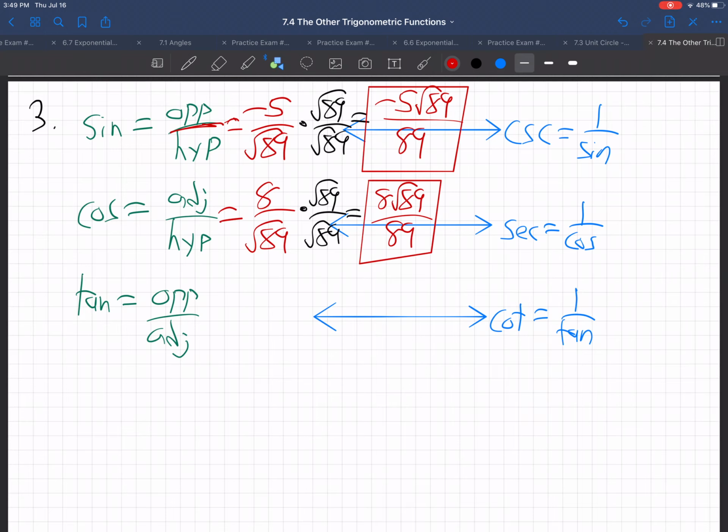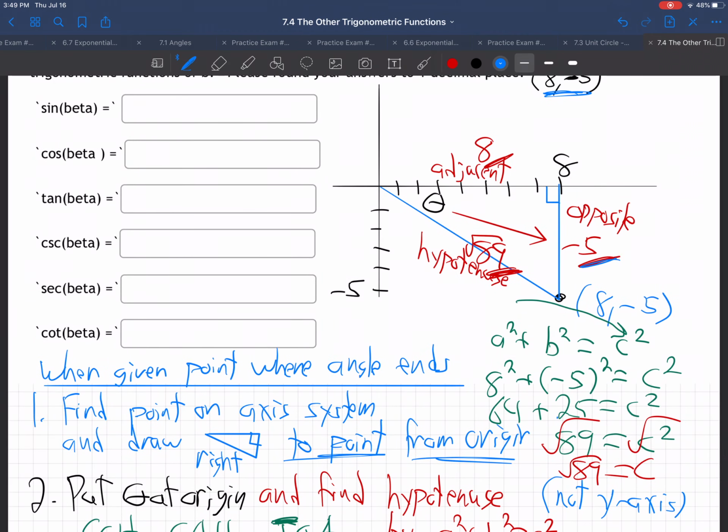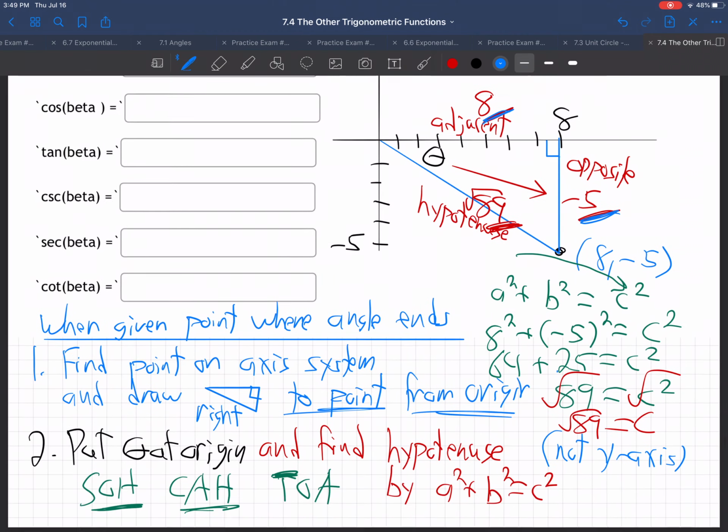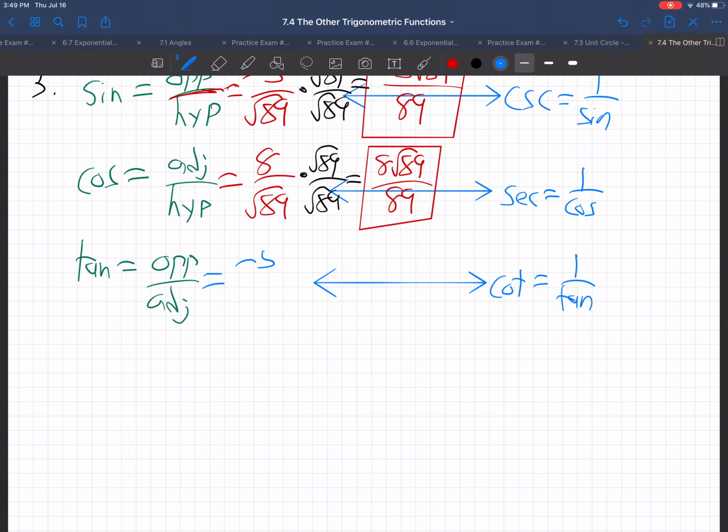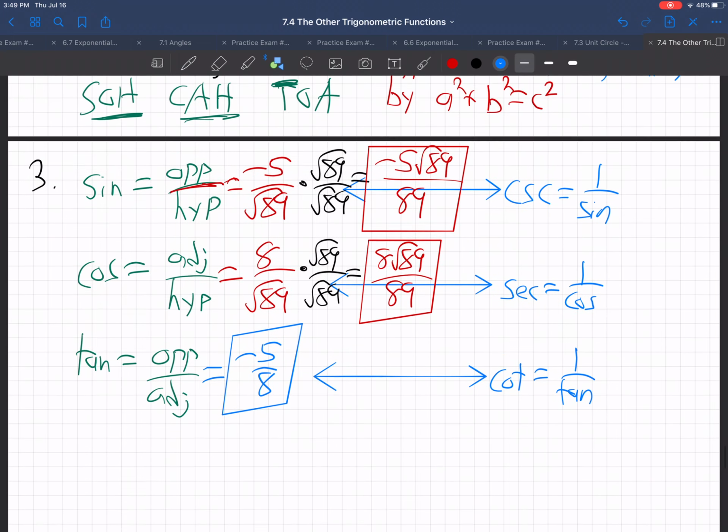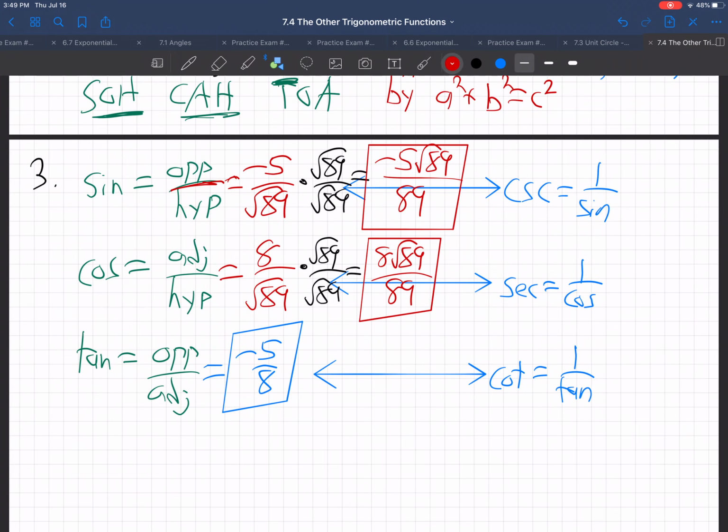Here we go. Now for the third one, tangent, is opposite over adjacent. So opposite over adjacent, negative 5 over 8. Don't have to mess around with any roots and denominators. There we go. Now the other three are just upside downs.